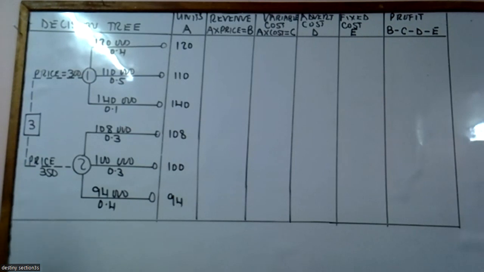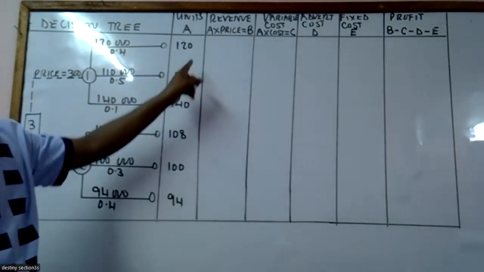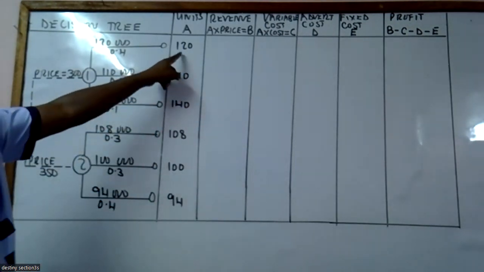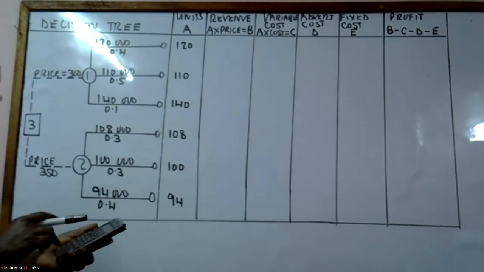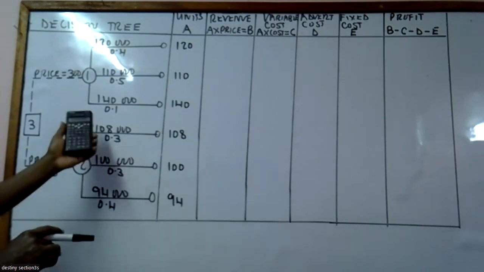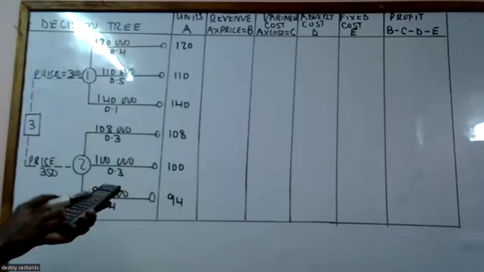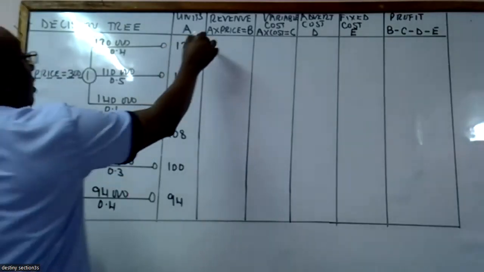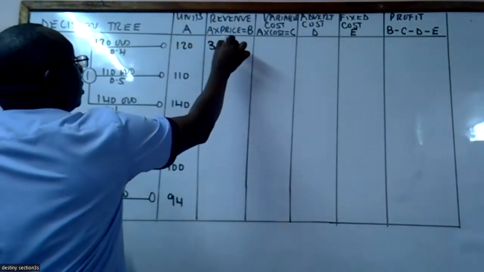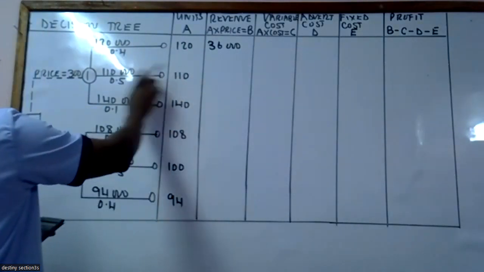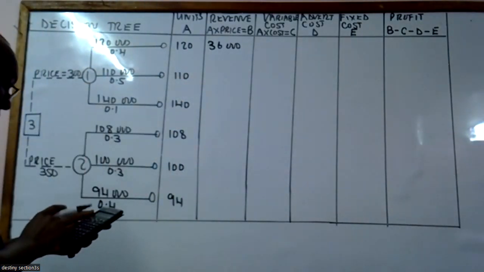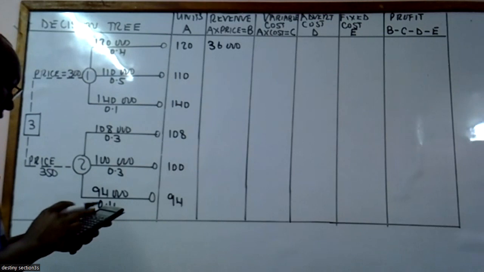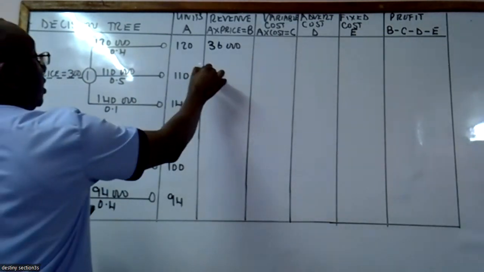Okay, good. So let's multiply these ones with the selling prices. So this one, which was 120, multiplied by 300. That gives us 36,000. Then take 110 multiplied by 300. That gives us 33,000.